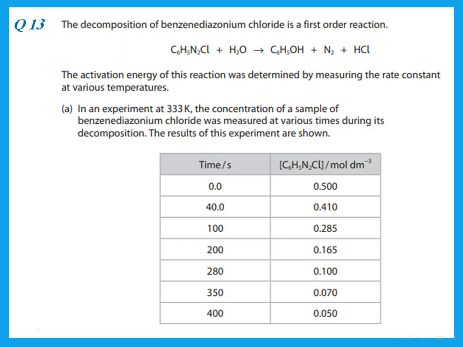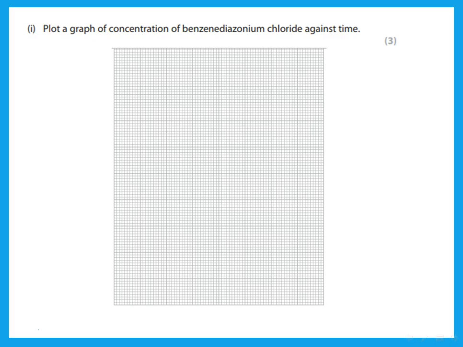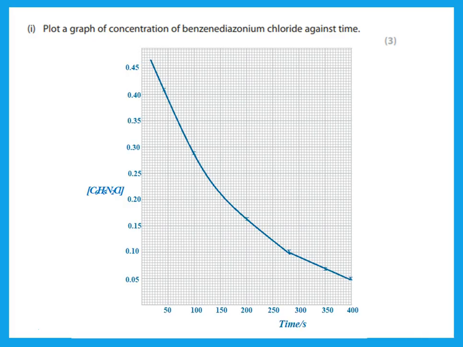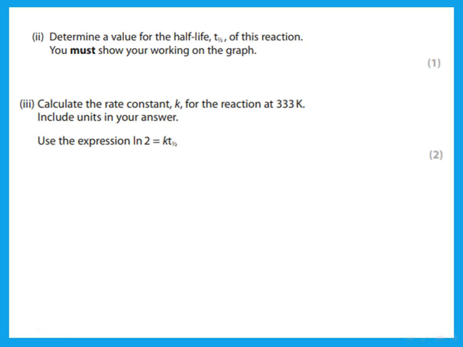This question is talking about decomposition of benzene diazonium chloride in a first order reaction, and he has a table of time versus concentration at a certain temperature. So this is at a temperature of 333 Kelvin, and he says plot a graph of the concentration versus time. When you plot the graph, you will find that it looks like this. Please take time to sit down and try and draw the graph on your own so that you can practice.